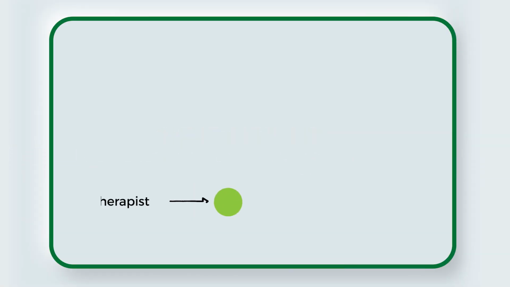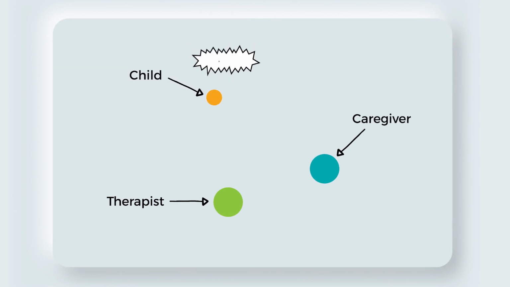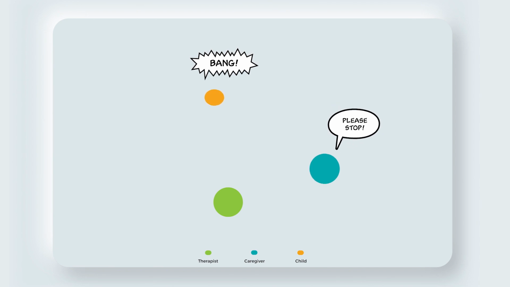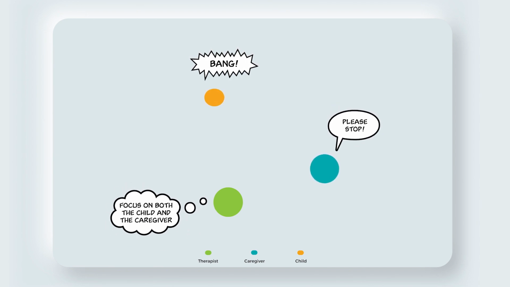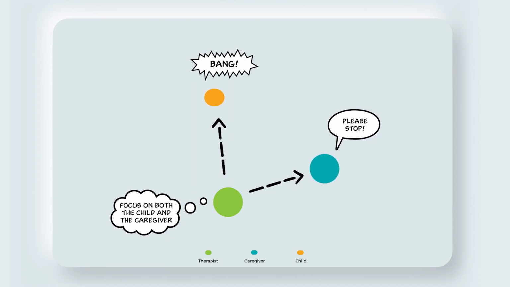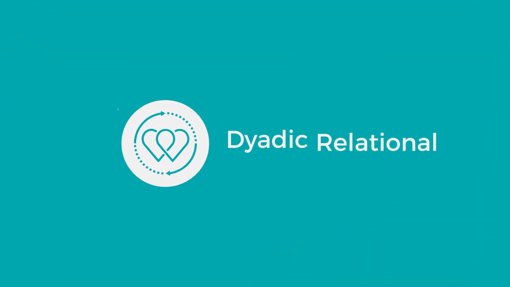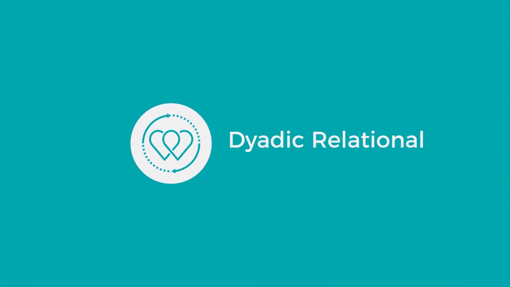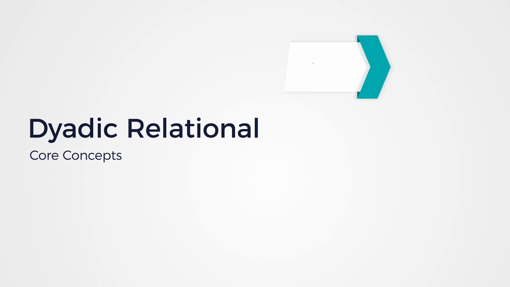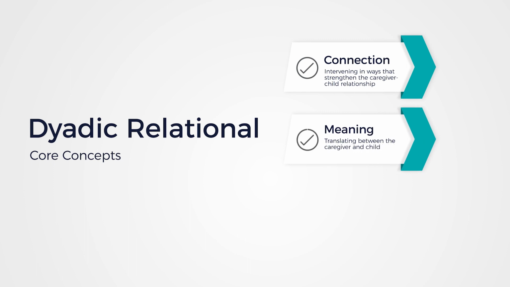The green space represents the therapeutic space. Here we are in that space. We want to attend to the emotions, communications, and needs of both the child and the caregiver. Dyadic Relational Fidelity, which is represented by the double heart icon, reminds us that our overarching goal is to strengthen connection, meaning-making, and the flow of communication between the caregiver and the child.